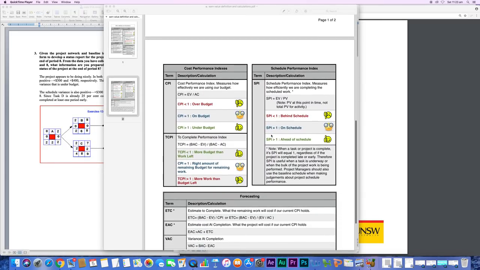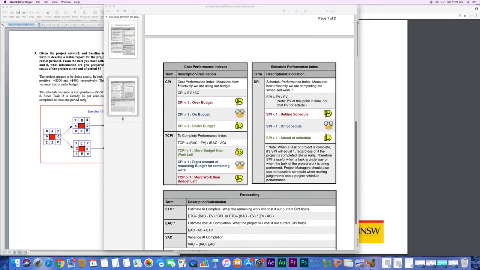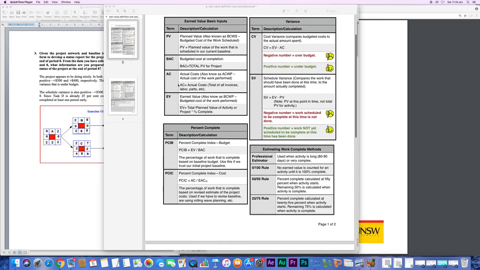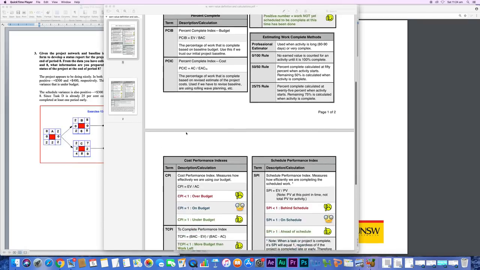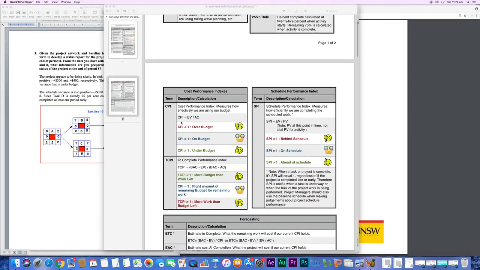Then we have some relative measurements, and these are the cost indexes. These are the relative values where we actually compare earned value and actual cost. Remember before, cost variance was earned value minus actual value, so we were getting absolute numbers. But here, cost performance index is earned value over actual cost. So that's a relative number that can be less than 1, equal to 1, or over 1.